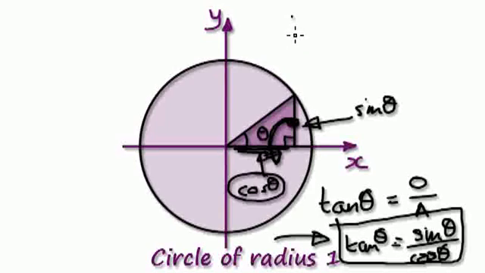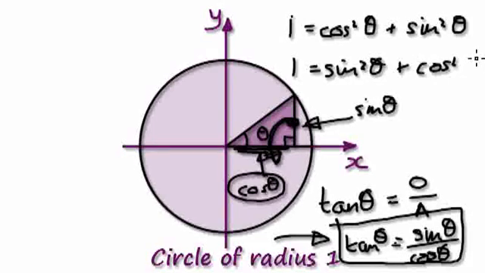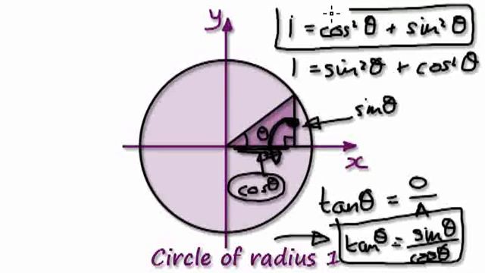So the other important thing was, what was it? 1 equals cosine squared theta plus sine squared theta, or sine squared theta plus cosine squared theta, same thing. So these two are very important. Memorize this and memorize this by heart.